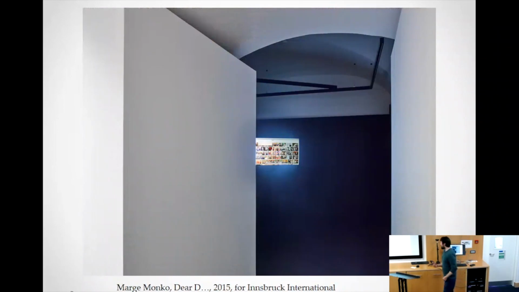And then a work by Marge Monko, whom I showed earlier. She did that film about the Estonian factory workers, repurposing that material. And this is a more recent piece called Dear D, which really comes out of Melanie Benayo's work. It's about the idea of emotional connection, or personal connection, and how that gets filtered through technology.